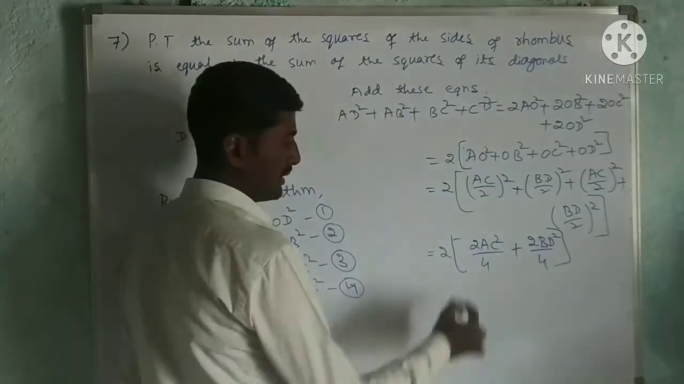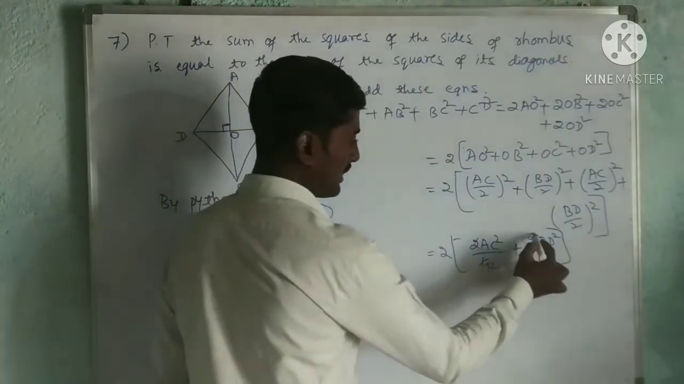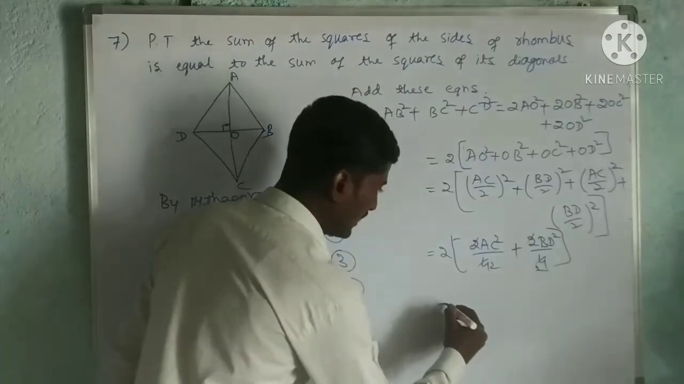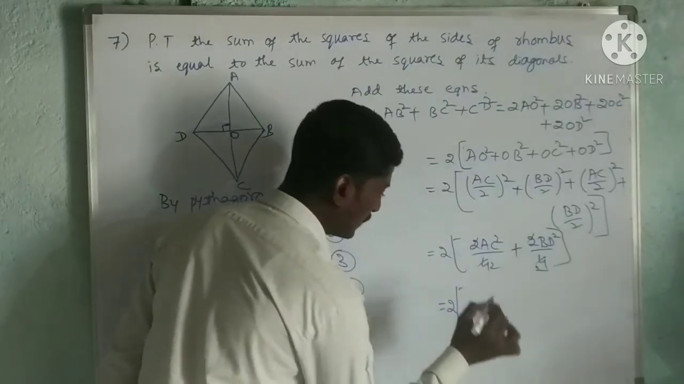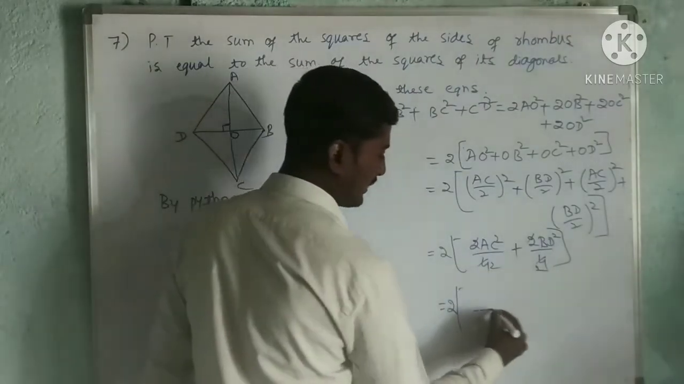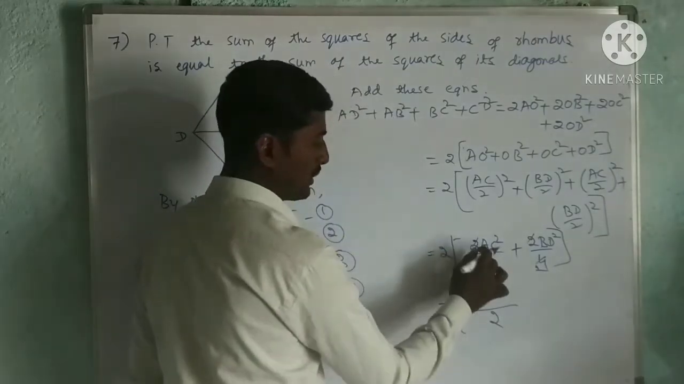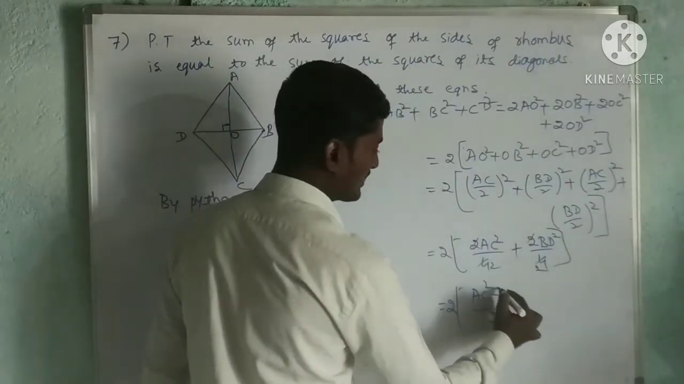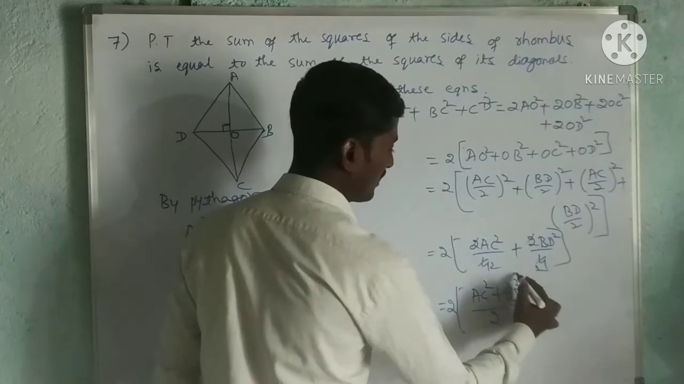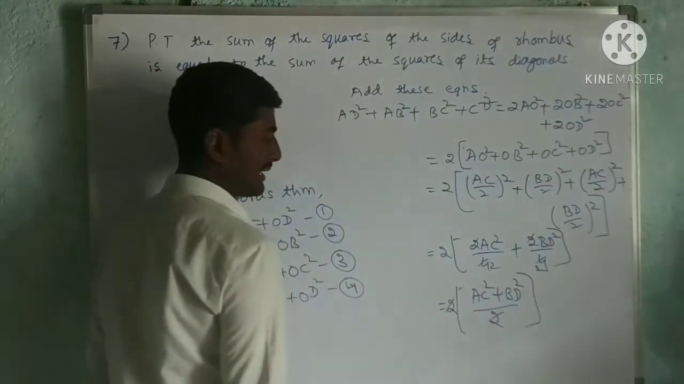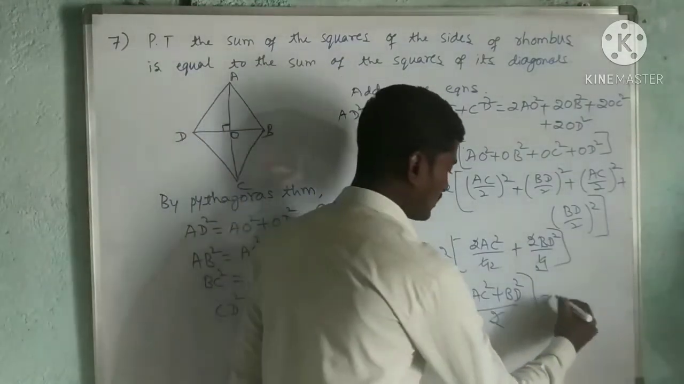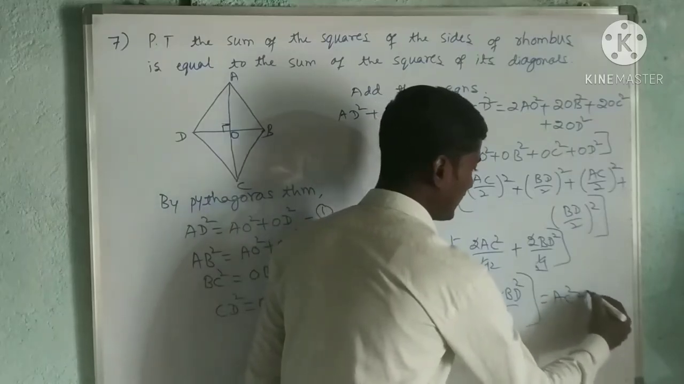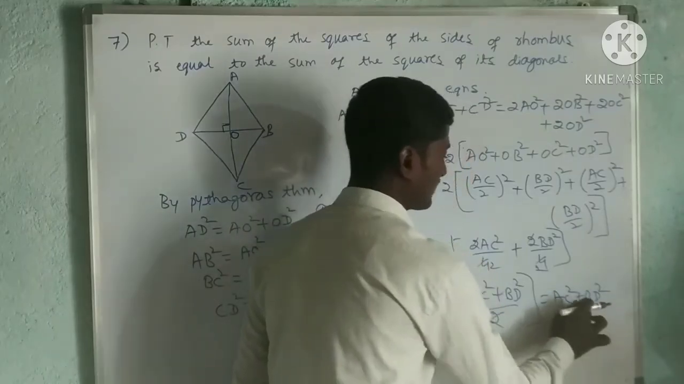Square bracket. Now 2 ones are 2, 2 twos are 4. Here also 2 ones are 2, 2 twos are 4. So now here 2 into, here 2, here 2, again 2 will be the LCM. Remaining is AC square plus BD square. Now this 2 and this 2 will get cancelled. So at the end I got AC square plus BD square.